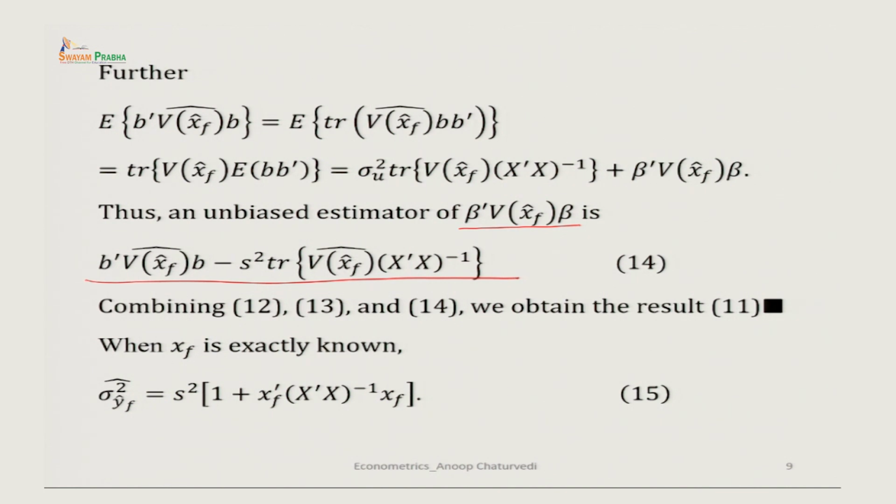Now, we combine equations 12, 13 and 14 and then we obtain the result 11. So, this you can easily verify now. And when x_f is exactly known, then you simply delete all the terms involving V̂(x̂_f) and then you get this estimator for the variance of ŷ_f.